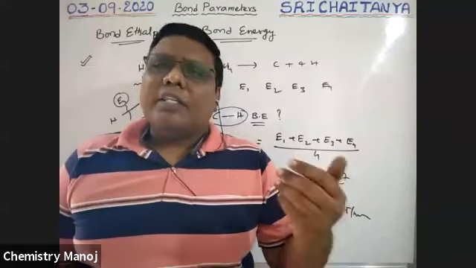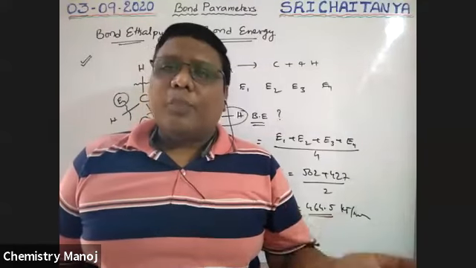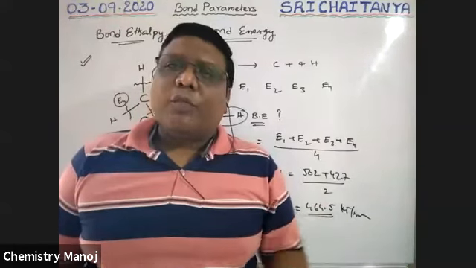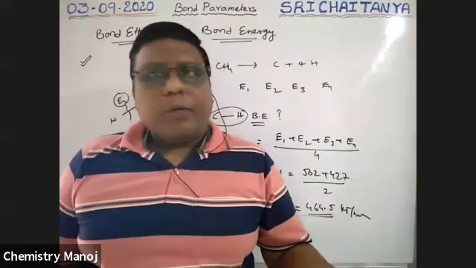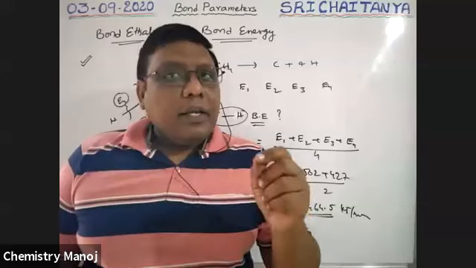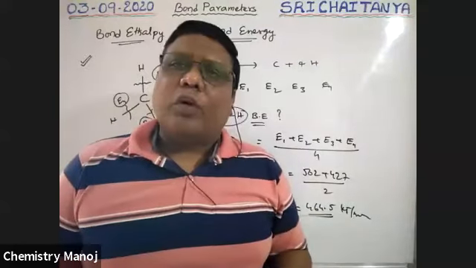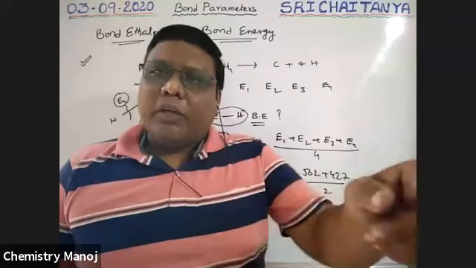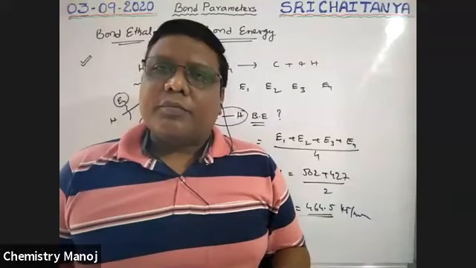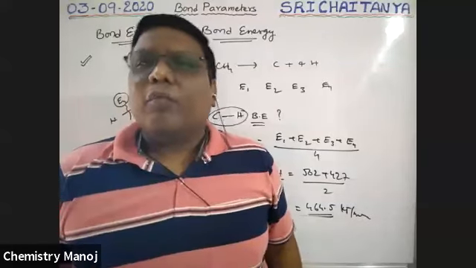Bond order is directly proportional to bond energy. More bonds, more is the bond energy. Bond order is directly proportional to stability. Bond order is inversely proportional to bond length. Already we completed this at the time of the MOT concept. All those are applicable here. This is all about your bond order.